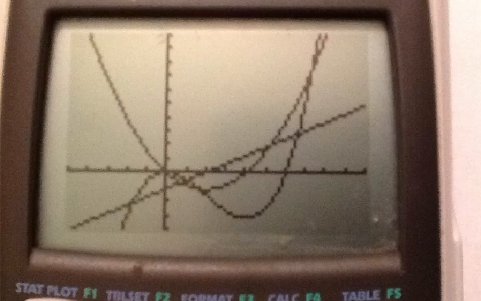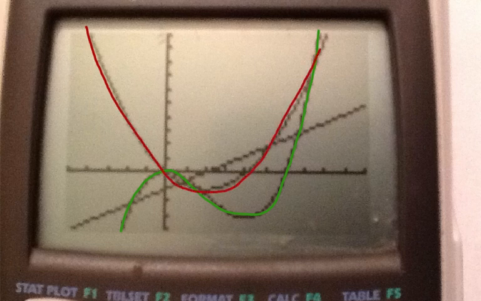So on this graph you can see the cubic function is the position function right here. The quadratic is the velocity, and the linear is the acceleration.